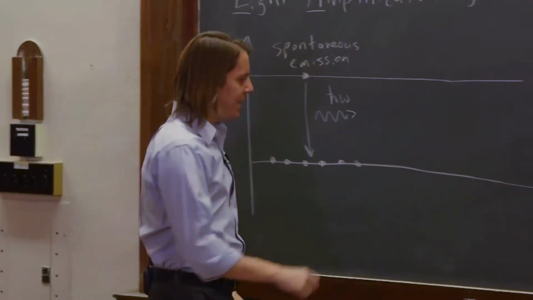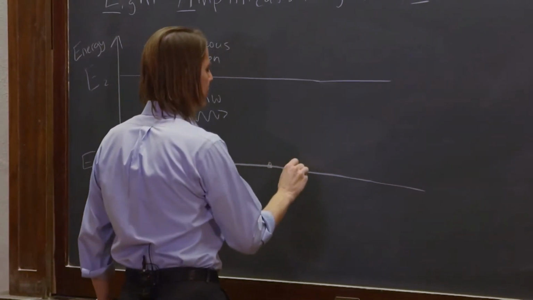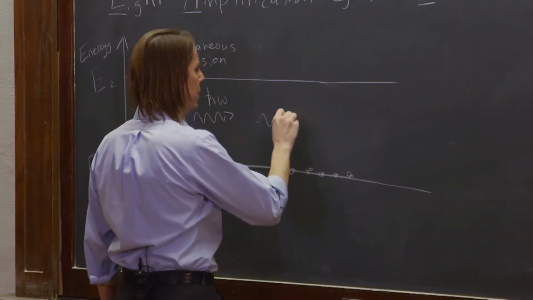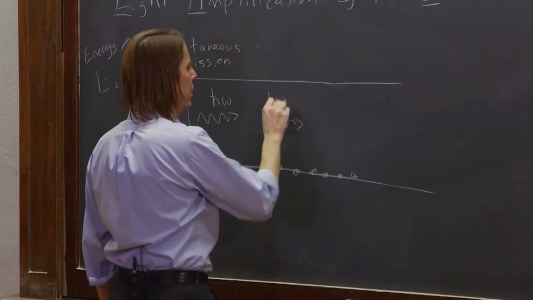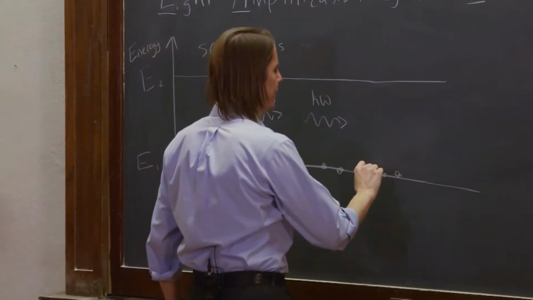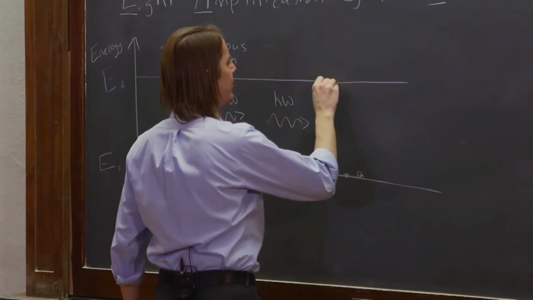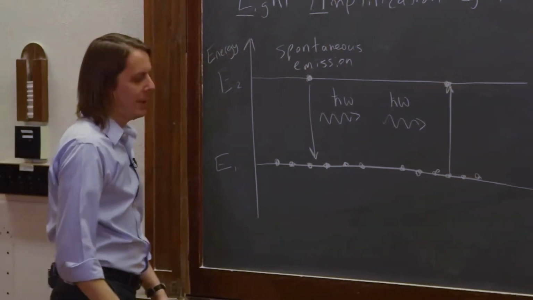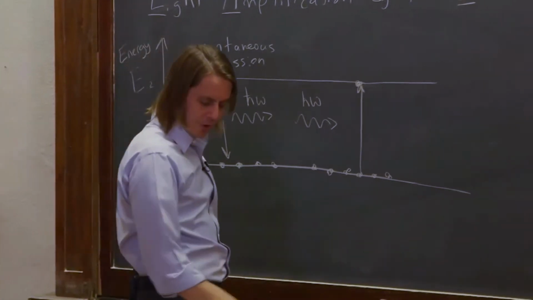You can also have a case where, this maybe is more familiar, you have a bunch of electrons sitting down here and you send in a photon, h bar omega, and one of them says, I shall partake of that photon, and it absorbs it and it jumps up to here. And then the photon is gone. The light got absorbed, and that is stimulated absorption.